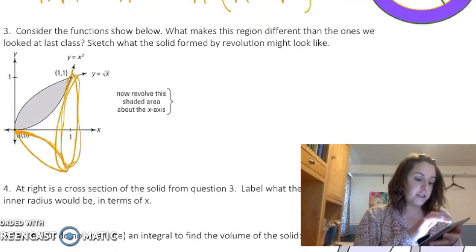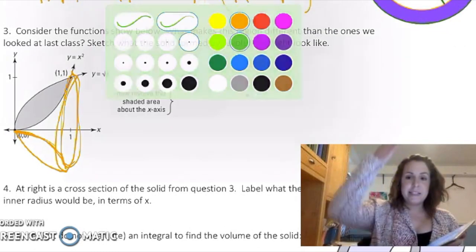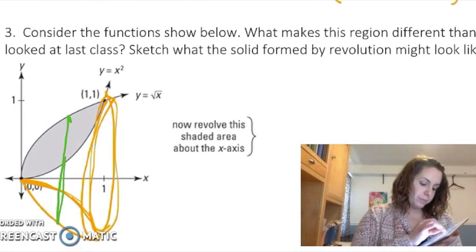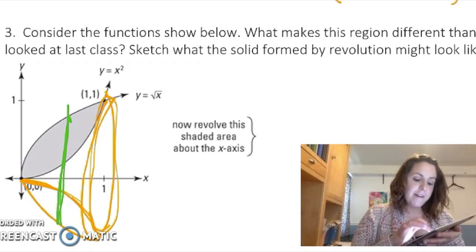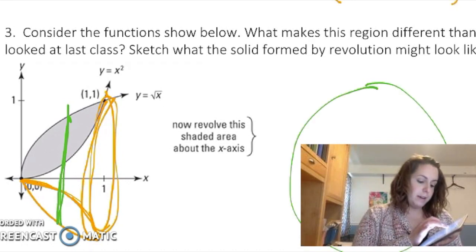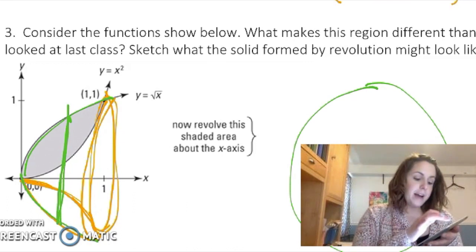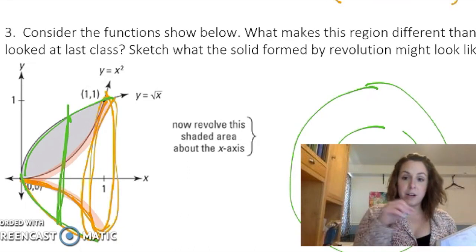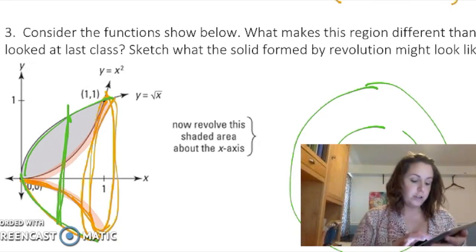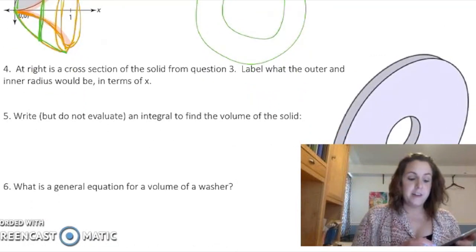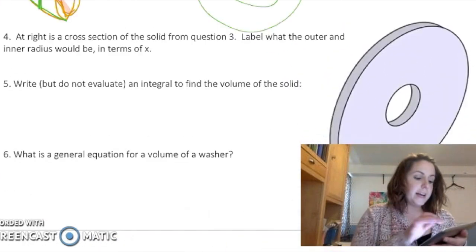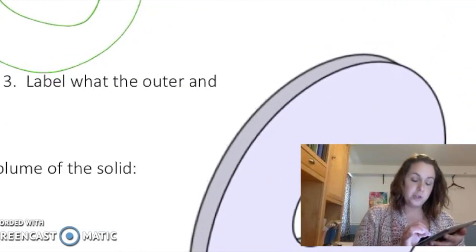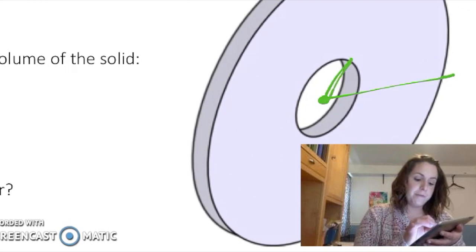So what would the cross section look like? Well, let's think about it. If we slice this down perpendicular to the x-axis, we'd be coming through like this, right? And I would have that outer radius, which would be this and this. And then I would have the inner radius, which would be what I'm highlighting, this and that. And so depending on where you were, that inner radius size would change. So it's going to look like this washer over here. And so what I want to do here is think about my outer radius, which would be from the center to that edge, and my inner radius, which would be from the center to that edge.